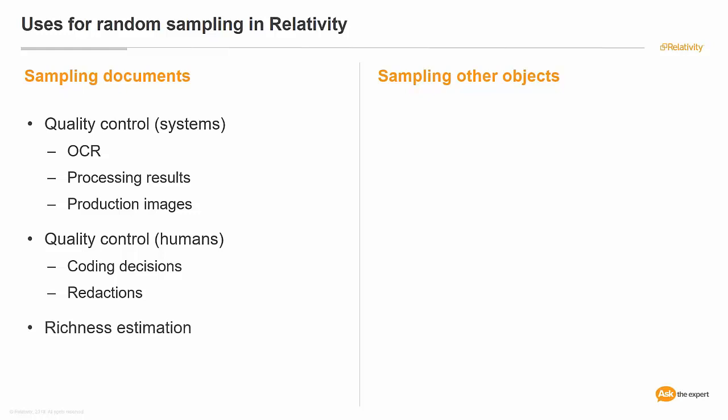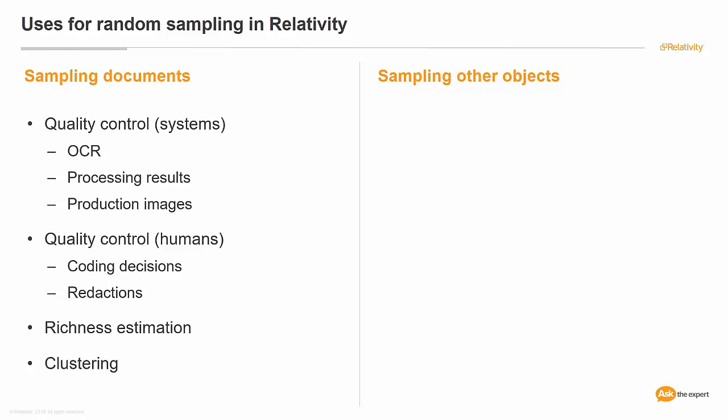We often do a richness estimate with a random sample. This just tells me what percentage of my documents are responsive, and that can be useful information to know for a number of reasons. And then there are all kinds of applications of sampling, such as clustering. I actually did a whole other webinar on how to apply random samples to conceptual analytics.